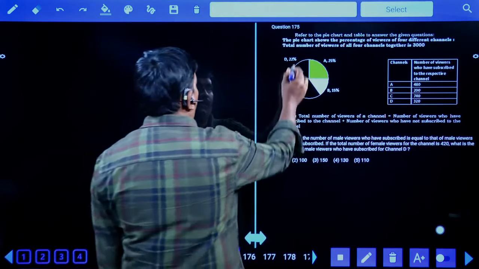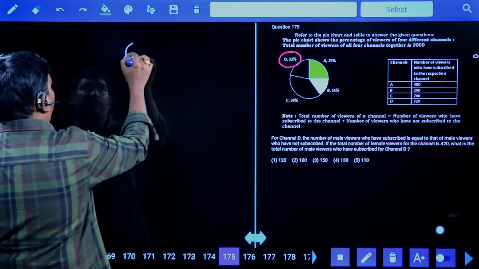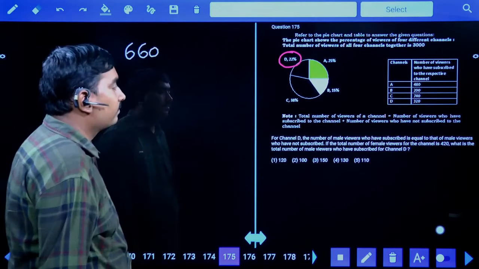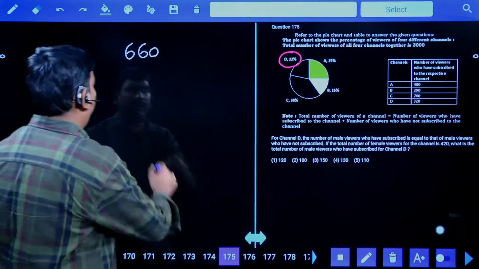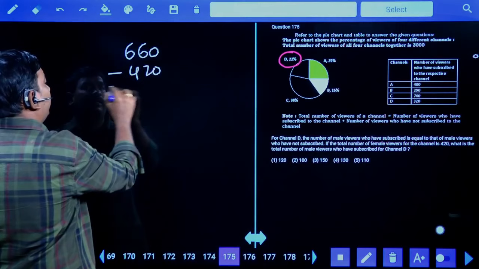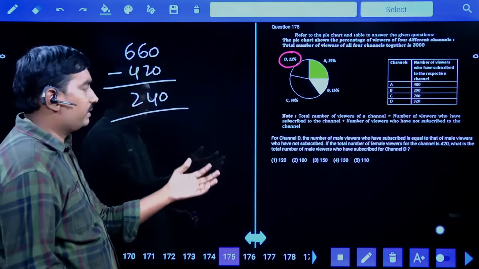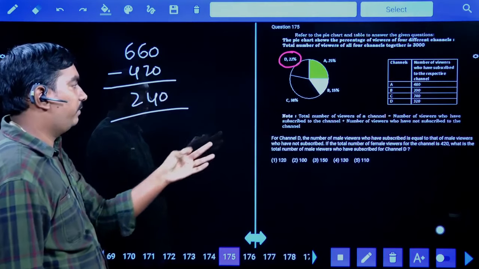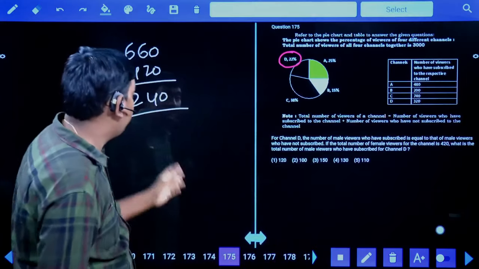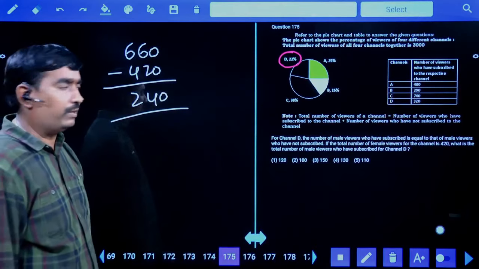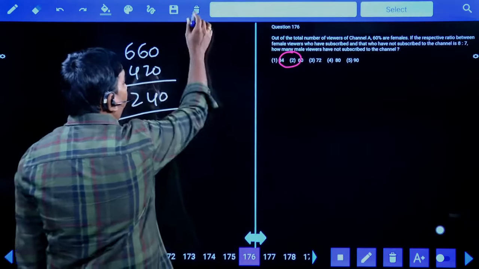First of all, channel D is 22%. 22% of 3000 means 660 viewers. Out of 660, female viewers for the channel is 420. So the remaining 240 are the male viewers. In those male viewers, male subscribers and male non-subscribers are the same. It means 120, 120. So male subscribers are 120. Next.